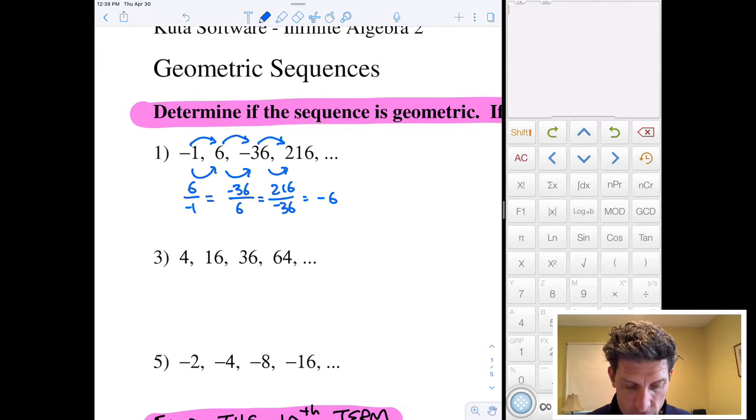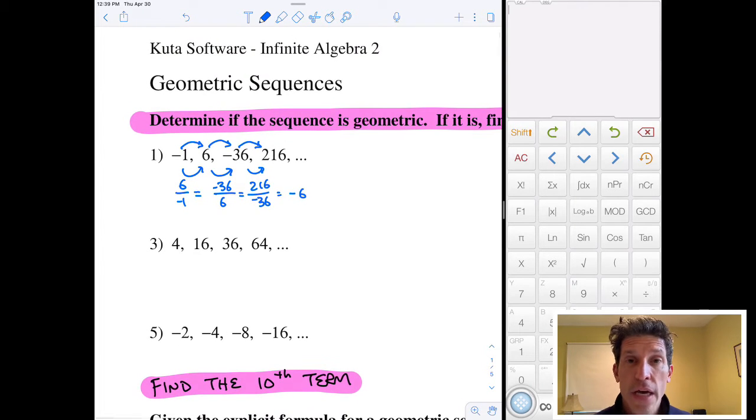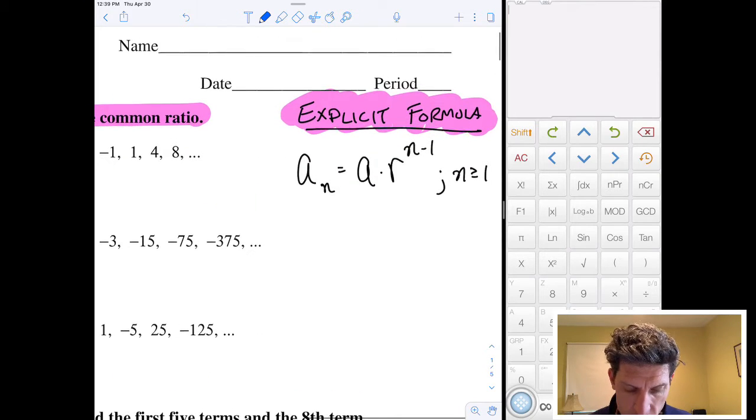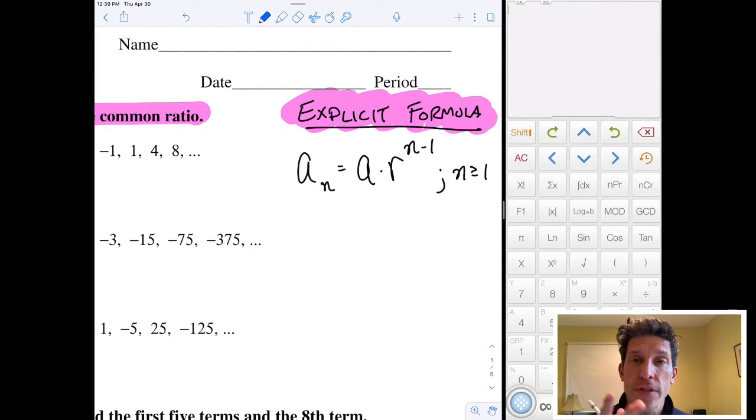All right, that's how you determine if a sequence is geometric. If you divide those numbers out and they do not come out to have a common factor, then they're not geometric. Simple enough. Now, there are two different types of formulas. There's recursive, which we're not really going to cover in this video, and there are explicit. We've talked about why explicit seems to be better in most cases. So let's go ahead and stick with explicit formulas for now.